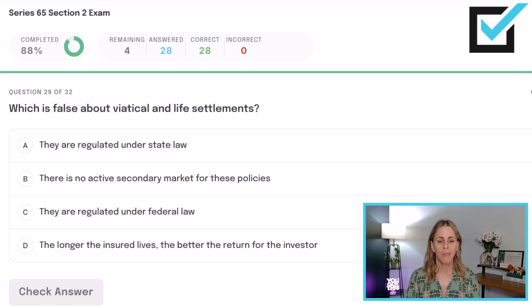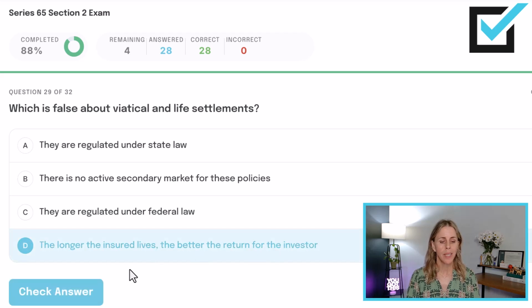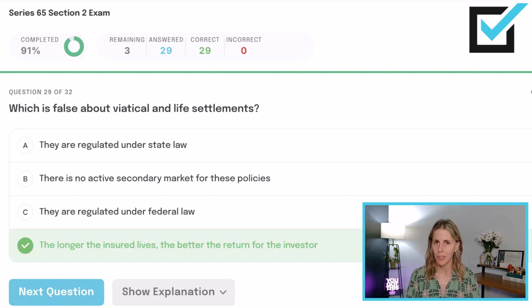Which is false about Viatical and life settlements? They are regulated under state law. There is no active secondary market for these policies. They are regulated under federal law. The longer the insured lives, the better the return for the investor. Viatical and life settlements are regulated under state and federal law. There is no active secondary market for these policies. This is the false statement. The longer the insured lives, the better the return for the investor.